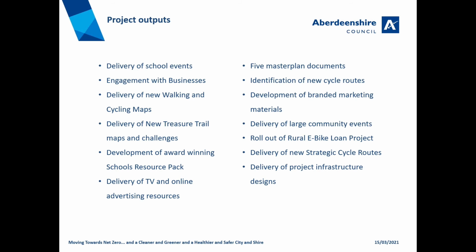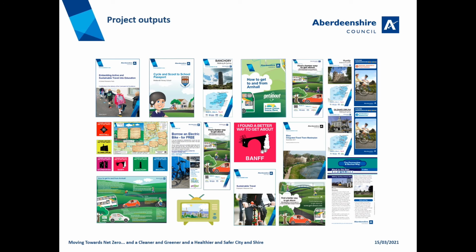Since the beginning of the Integrated Travel Town project, Aberdeenshire Council has produced dozens of outputs already. Apart from, of course, the 5 master plan documents, we've organized school and community events. We have produced walking and cycling maps that are available on our website and in a paper version in our libraries. We have just developed the new rural e-bike loan project. We are developing new strategic cycle routes. We have TV and radio and online adverts, all sorts of support for schools and communities.